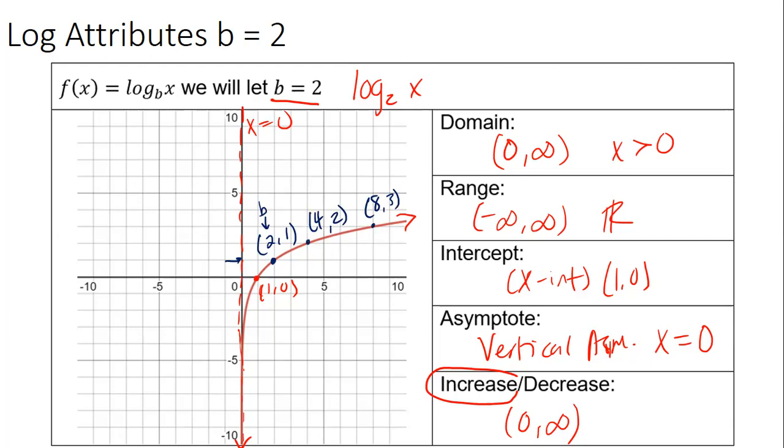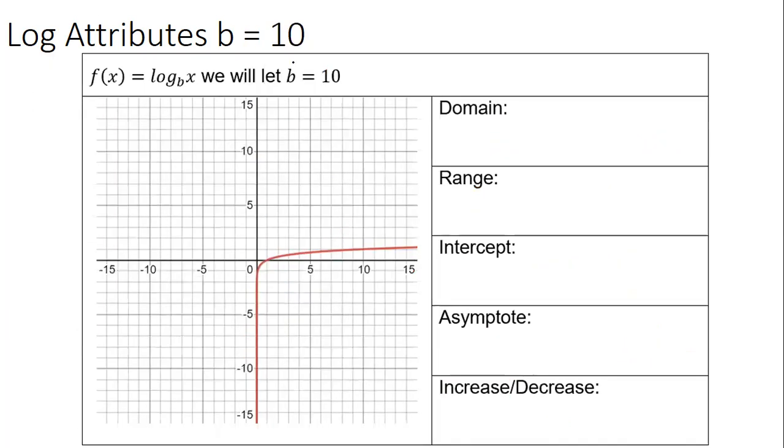All right, got it? All right, so next we're going to change the value of our base, but do you think that's going to change our attributes? No. So notice here we changed our base to be 10. So now we have common log. Log base 10 of x is just log x, right? That's called our common log. It's the one that is on your calculator. If you press log, it assumes your base is 10.